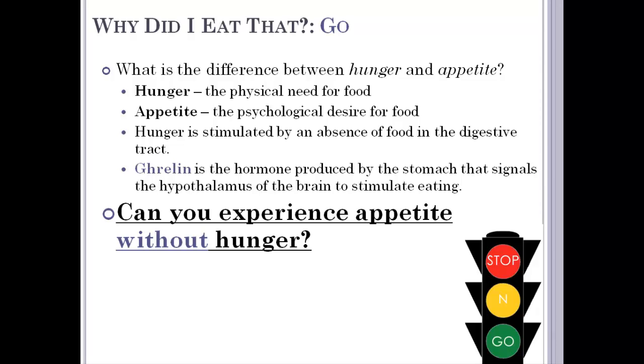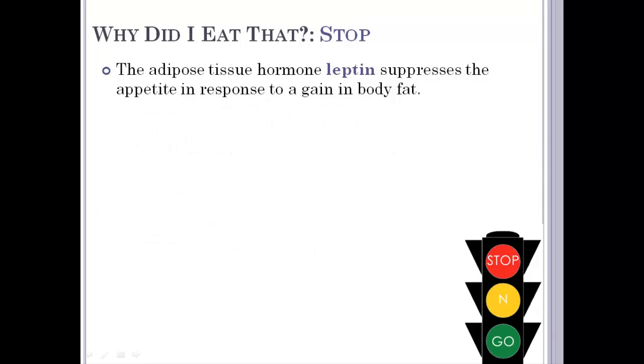And ghrelin is the hormone that stimulates the brain to know that. When you think of the word go, think of the word ghrelin, right? The two of them go together. Ghrelin means go. Ghrelin says to your brain, hey brain, I'm hungry. I need to eat something. This stimulates something in the brain to help you eat. But your stop mechanism, that's where leptin comes in.